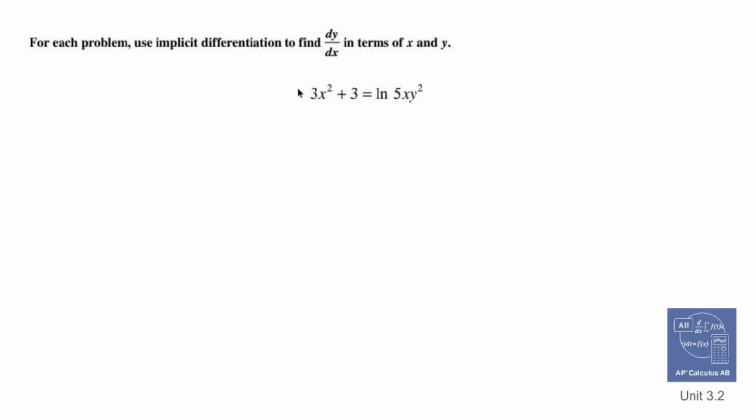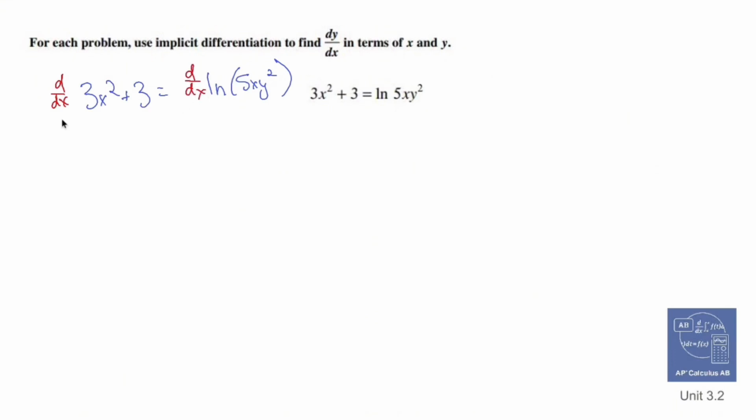Use implicit differentiation to find dy/dx in terms of x and y. So we've got 3x squared plus 3 equals ln of 5xy squared. All right, so let me rewrite it. 3x squared plus 3 equals, leave some space, ln of 5xy squared.